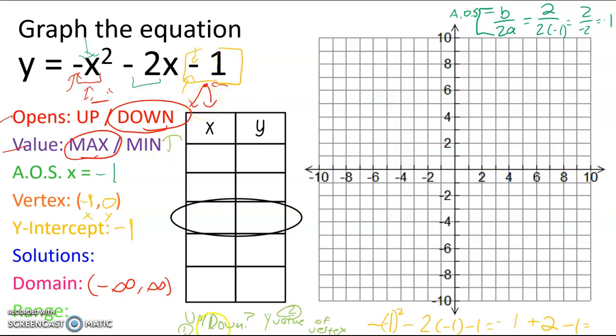So we know that if it opens down, there's going to be a -infinity, and I'm going to put that first with a parenthesis, always a parenthesis, and then comma. All right, that answers my first question.